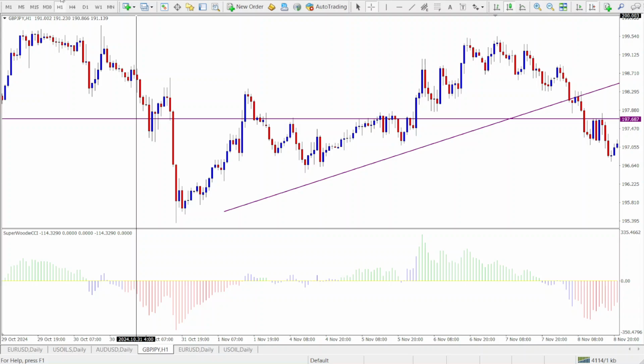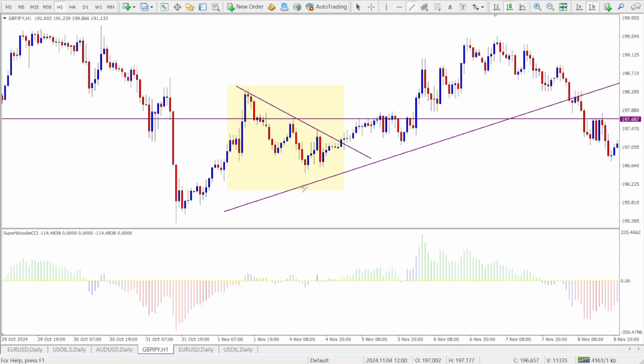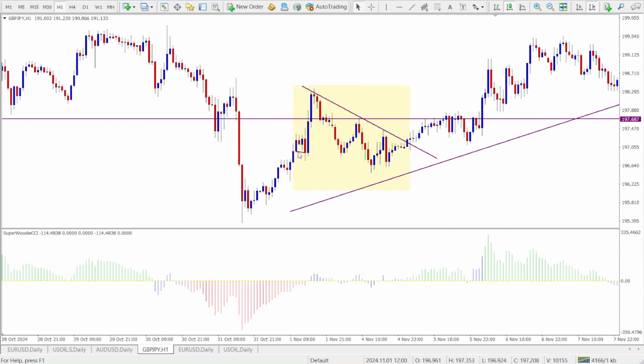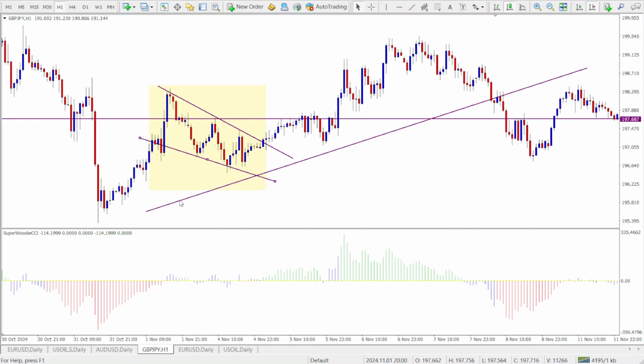And then we actually had some consolidation around here, and it seems like it was more of a descending, a falling wedge. We actually had a falling wedge around here. No wonder the indicator was displaying short bars. As you can see, the bars were really short, even though this was a bullish trend from the bigger picture.